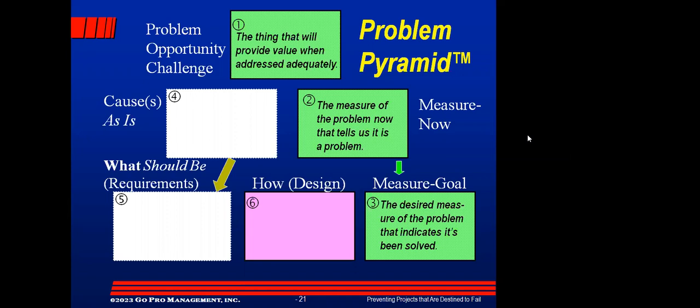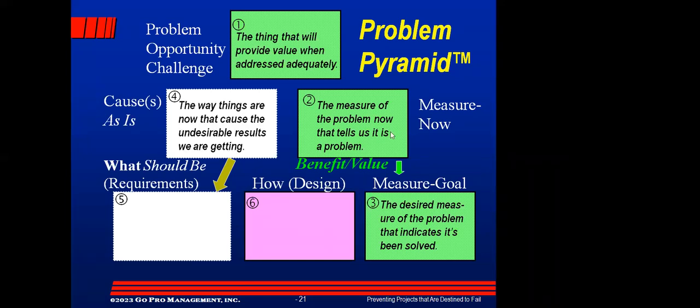Satisfying box three is the basis for benefit and value. Benefit and value come about by addressing the problem, okay? Solving the problem. Okay? Not what you build, but what it does with regard to your problem, opportunity, or challenge.